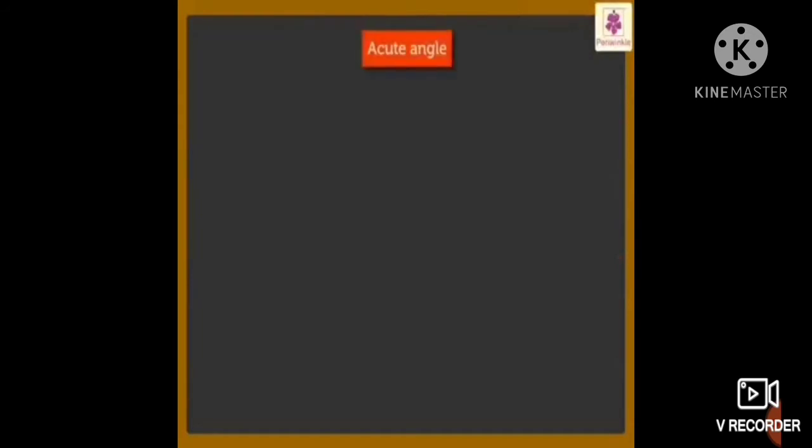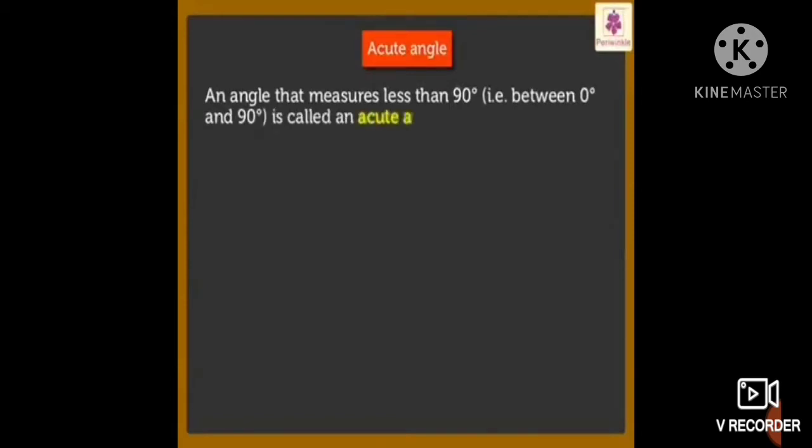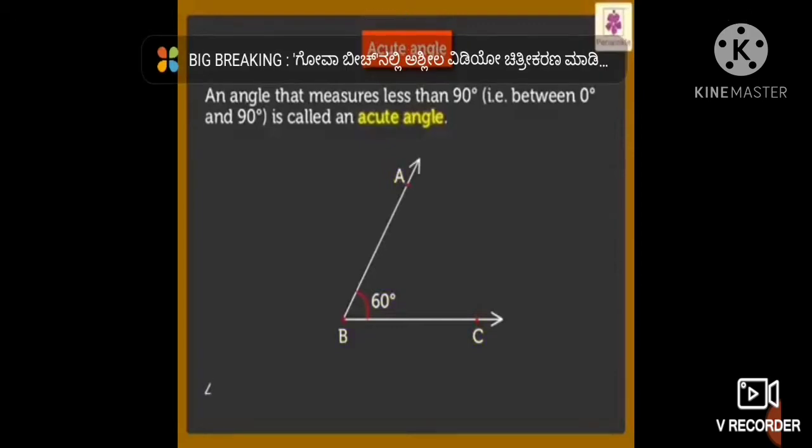First one is acute angle. What is this acute angle? An angle that measures less than 90 degrees, that is between 0 and 90, is called an acute angle. So this is an example for acute angle with 60 degrees here. This is an example for acute angle. Angle ABC is an acute angle here.